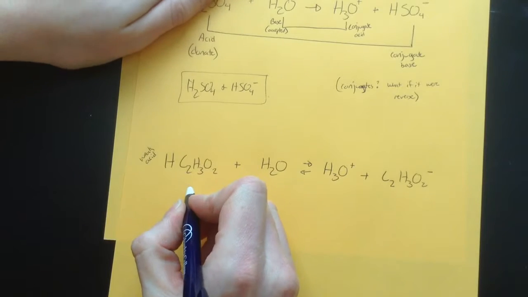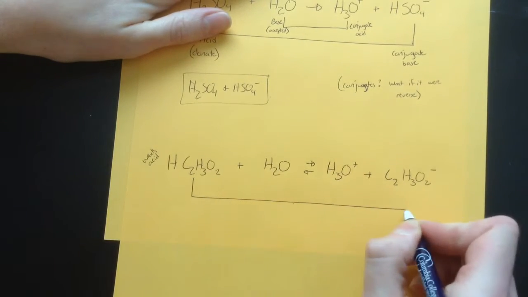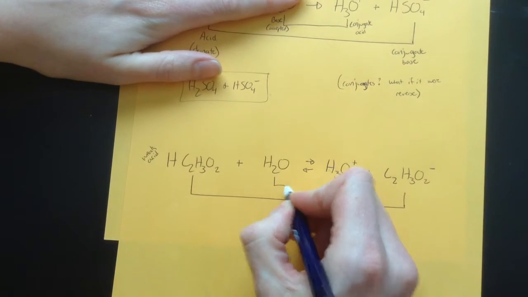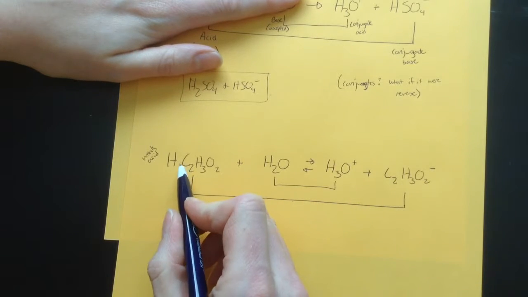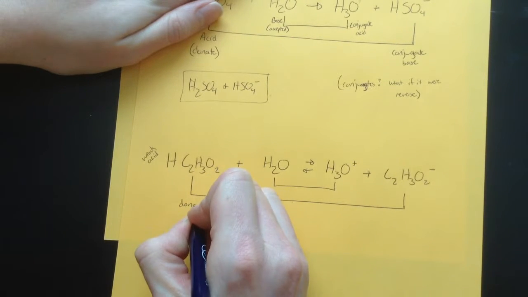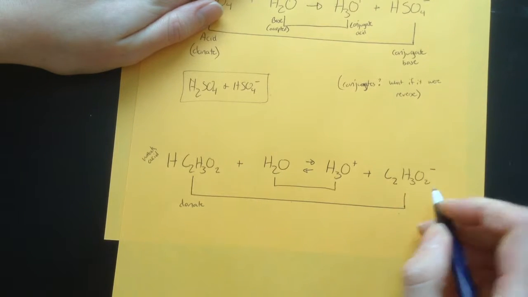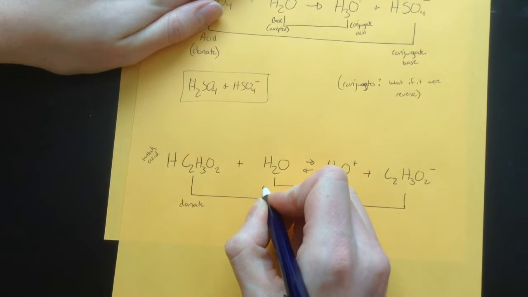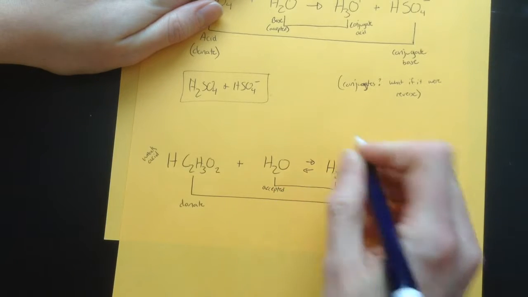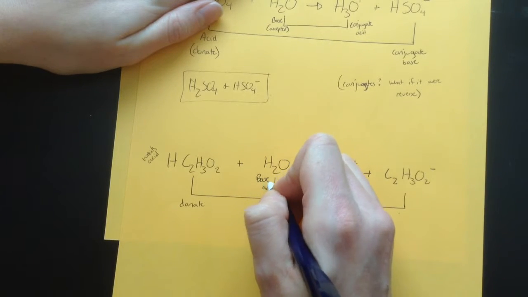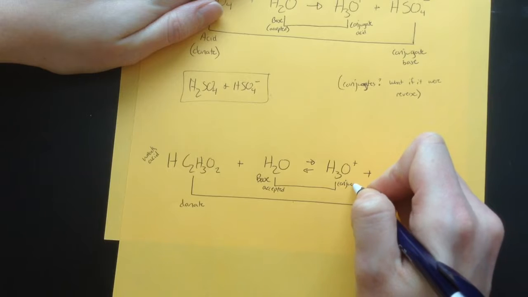So here's my HC2H3O2, and there's the match there, and then these guys are here again. And notice that this one donated, and this one gave it up. This is after it donates, and this one accepted. And so this is my base, and this is my conjugate acid.